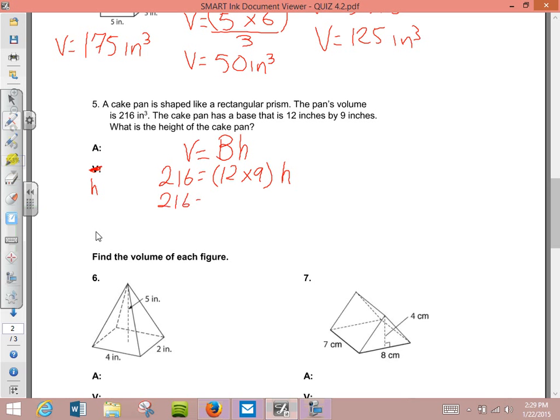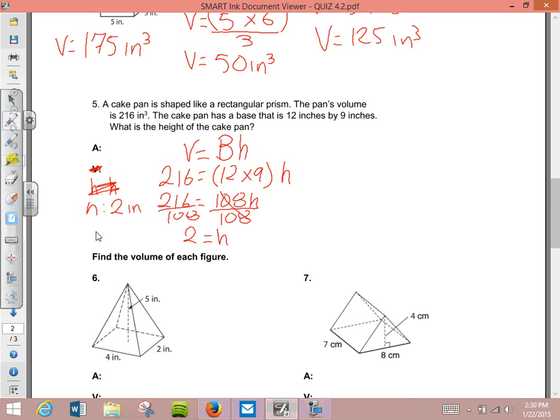We get 216 equals 108H. Can you solve for that? You divide by 108 on both sides, and you end up with H equals what? H equals 2, right? So the height of it is 2 inches. It is not 2 inches squared. It is not 2 inches cubed. We're talking about a measurement. That is just 2 inches, right? That's it. That was the answer.